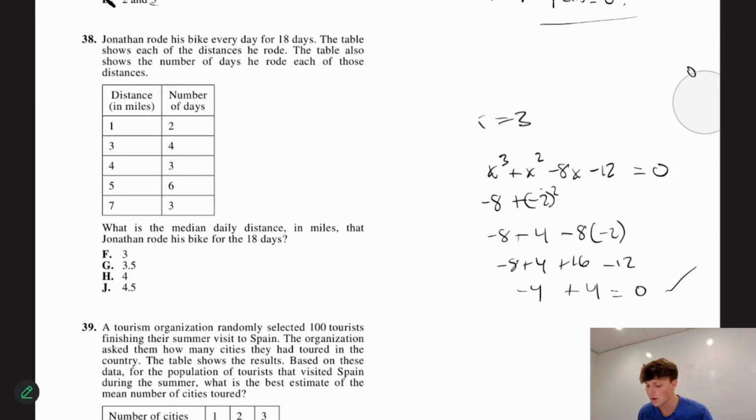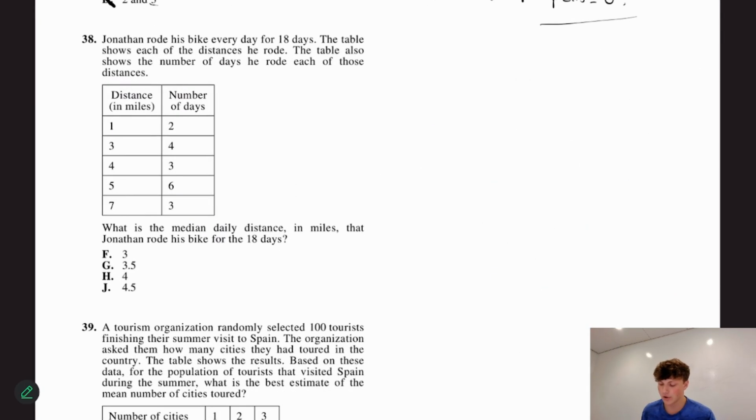Let's continue. Question 38. Jonathan rode his bike every day for 18 days. The table shows each of the distances he rode. The table also shows the number of days he rode each of those distances. What is the median daily distance in miles that Jonathan rode his bike for the 18 days?